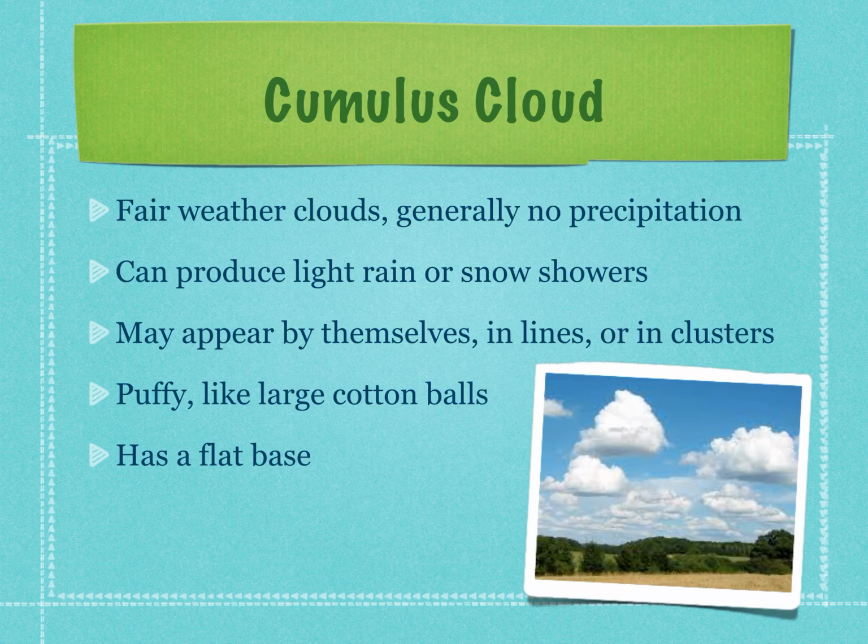Sometimes they appear by themselves, which means just one of them in the sky, or sometimes they could be in a line. So you could see one, and then right beside it you see another one. Or they could be in a cluster, which means there's more than one in it. They're like in a group.